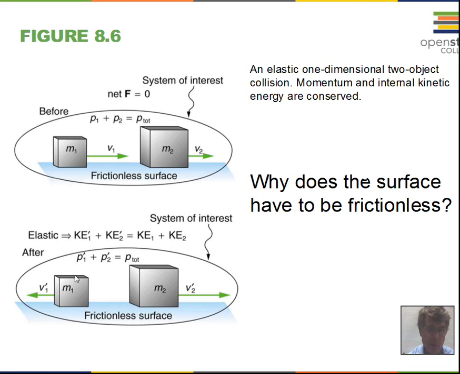And in this situation, mass 1 comes in here, bounces off of mass 2, and heads back to the left with less velocity. Typically, it depends on the masses, of course. But we then have object 2 traveling off to the right.